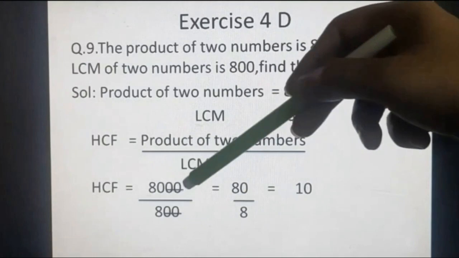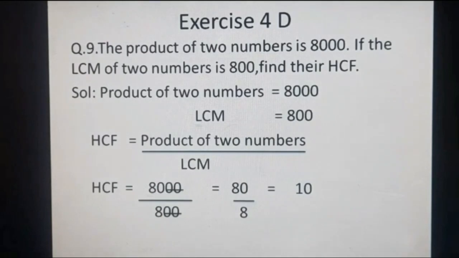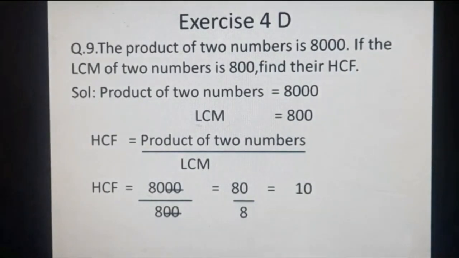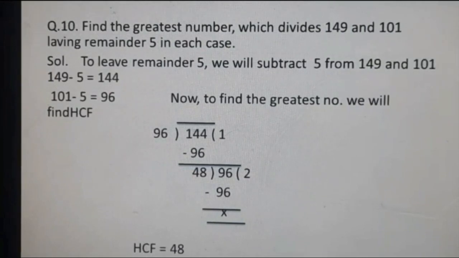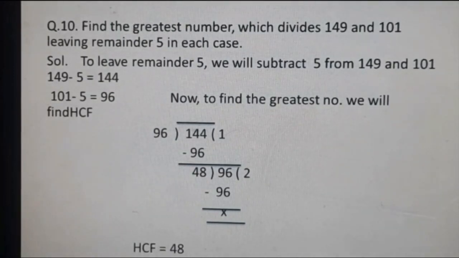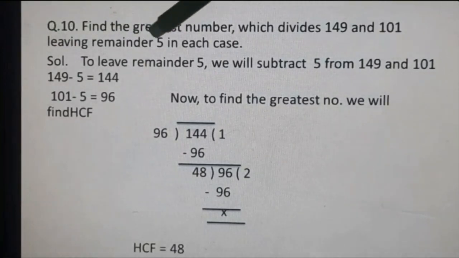So HCF is 8000 divided by 800. First of all, we will cancel two zeros. Okay. Now 80 upon 8. 80 divided by 8 will give you the answer 10. So HCF is 10. Question number 10. Find the greatest number which divides 149 and 101, leaving remainder 5 in each case. We have to find out the greatest number which divides 149 and 101, leaving remainder 5.